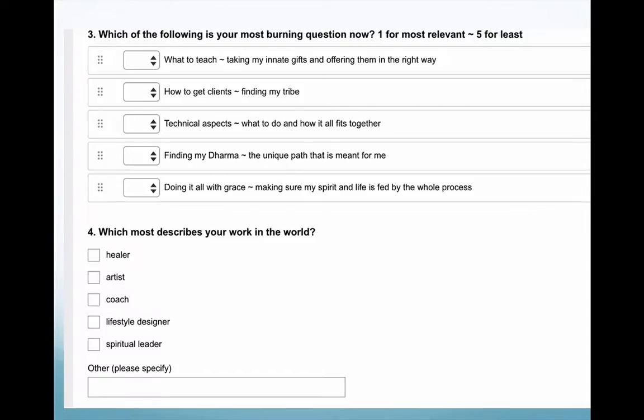Now, these 5 things I got from the first survey. So these were the things people said. They wanted to know what to teach, how to get clients, technical aspects, finding their Dharma, and doing it all with grace. Then I was wondering, because I was kind of noticing that they all looked like certain people: healers, artists, coaches, lifestyle designers, spiritual leaders. And they clicked on healers, artists, and coach most often.